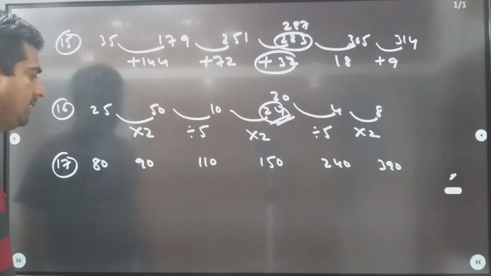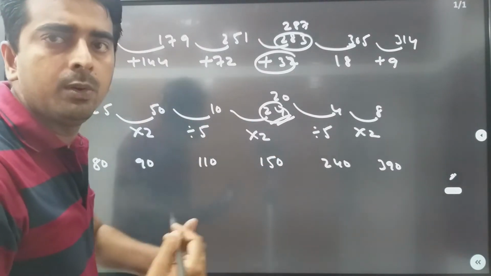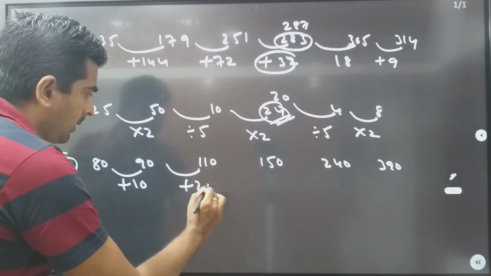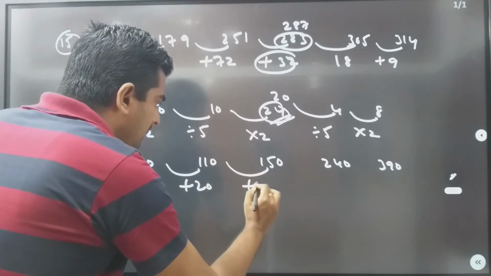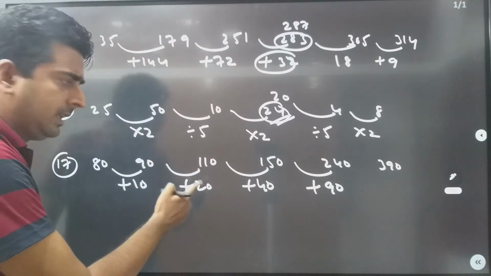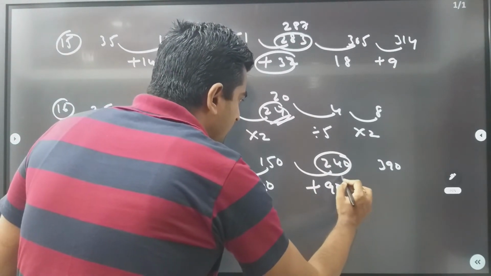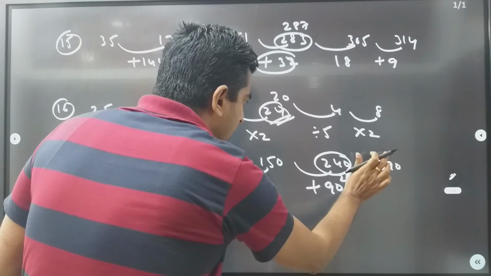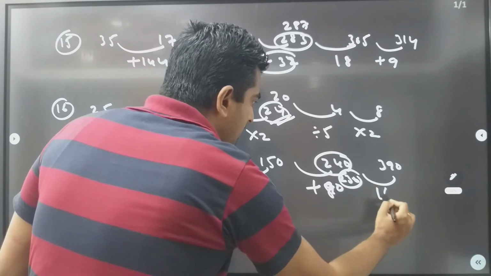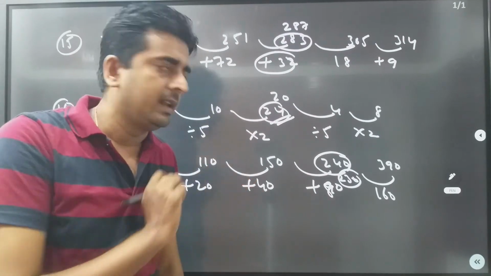Next one. 80, 90, 110, 150, 240, 390. Difference is not increasing steadily, so it follows difference logic. How much difference here? Plus 10. Plus 20. Plus 40. Plus 90. 10 double 20, 20 double 40. But what is 40 double? 80, not 90. That means this is the problem. Here it should be 230. Right? Here it should be 230. So here it will be 80. 80 double is 160. So my wrong number is 240, not 390.